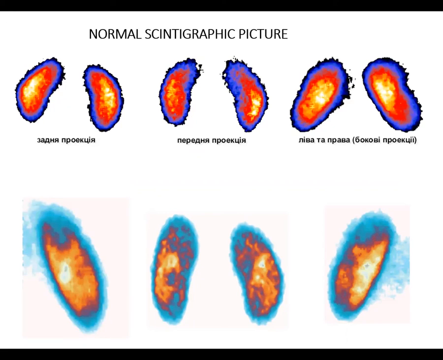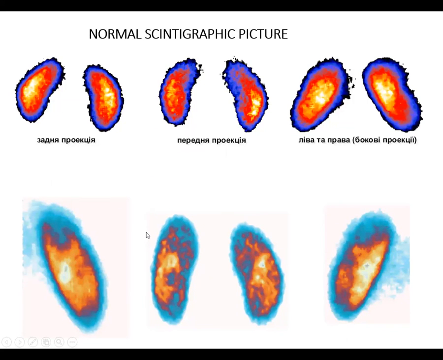We cannot differentiate whether it is a benign lesion or a malignant lesion. It's impossible to say using such a scintigraphic picture, but still we obtain morphofunctional information: information about the size, shape, location, and position of the kidneys and their function. This is a morphofunctional examination.